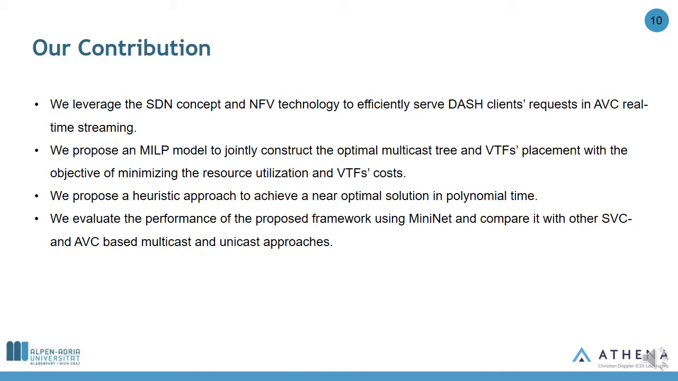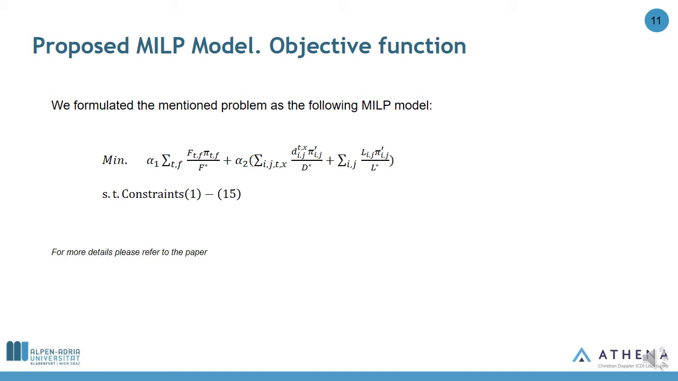We formulate the mentioned problem as the following MILP model. As you can see, the model tries to minimize the transcoding cost as the first part of the model, and the delivery cost from the source node to the VTFs and from the VTFs to the VRPs. For more detail about the constraints, please refer to the paper.